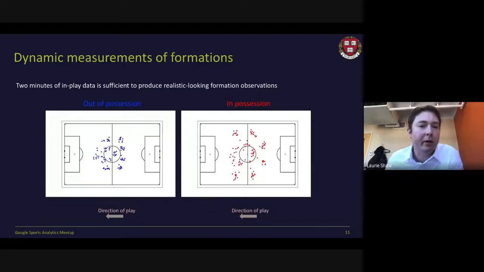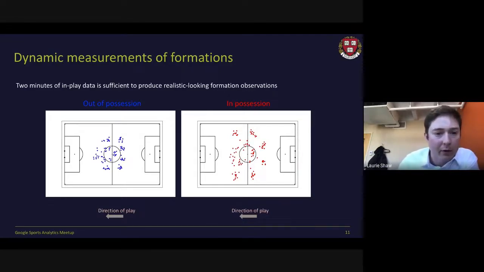And it turns out that 2 minutes of in-play data is sufficient to produce realistic, accurate-looking formation observations. And so here's an example of all the formations measured for a single team during a game. On the left-hand side, you see their formations measured when they were out of possession of the ball, so when they were defending. And from here on out, these are always going to be plotted such that the team is attacking from right to left. And on the right-hand side, you see their formations when they were in possession of the ball, so when they were attacking.